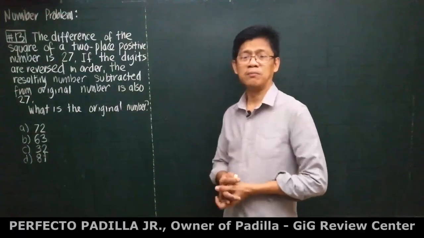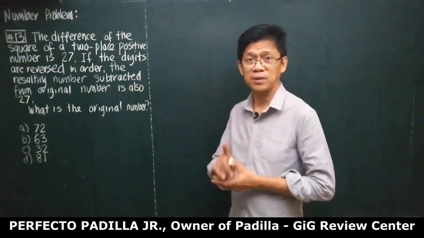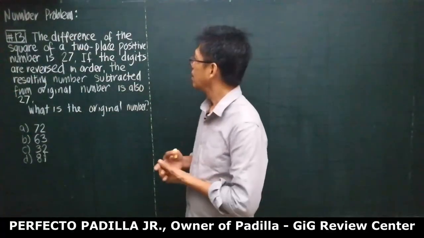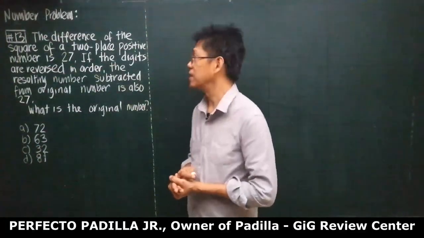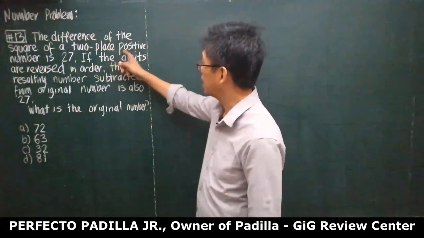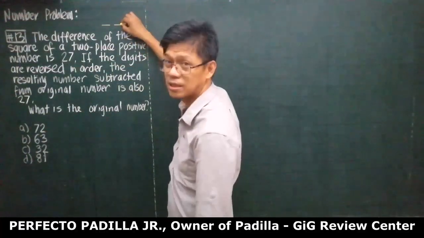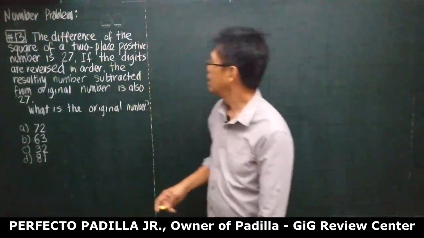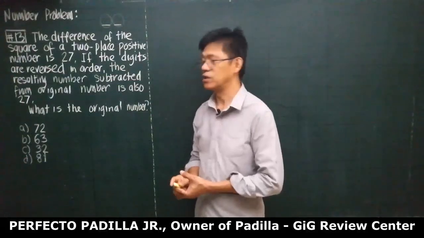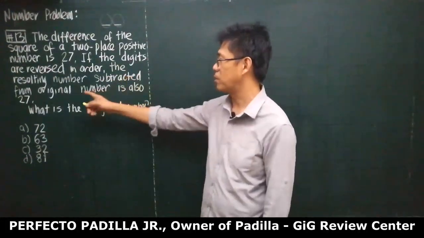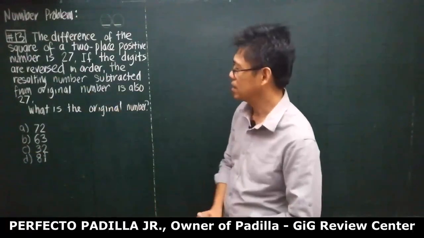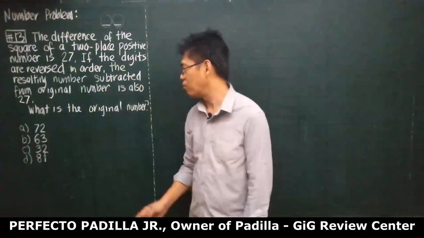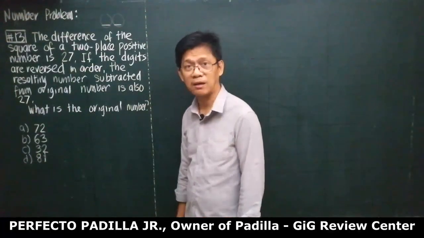For number problem, or specifically number digit problem, this is the concept. The difference of the square of a two-place positive number is 27. So, ibig sabihin, two-place, 2 digits. It is a number digit problem. If the digits are reversed in order, the resulting number subtracted from the original number is also 27. Ang tinatanong, what is the original number?